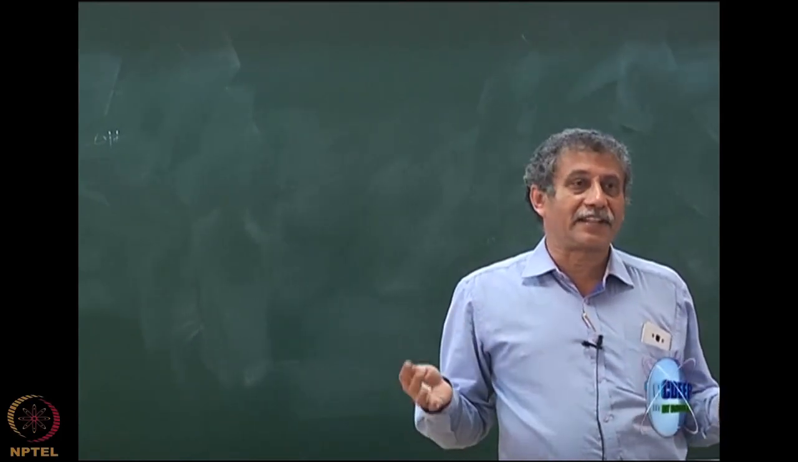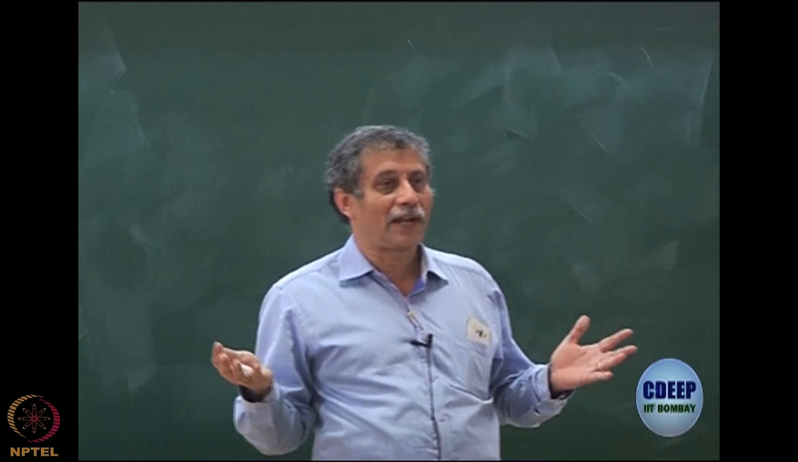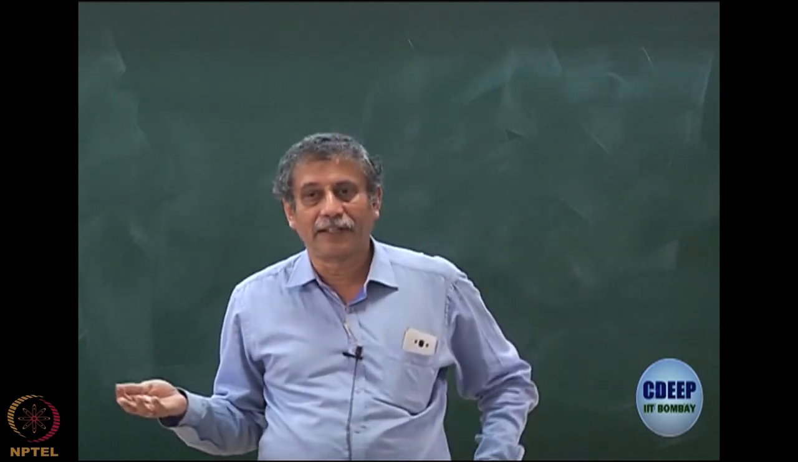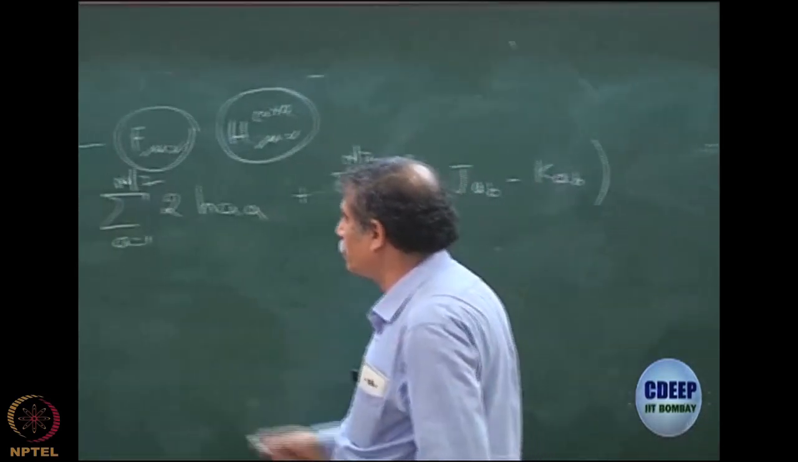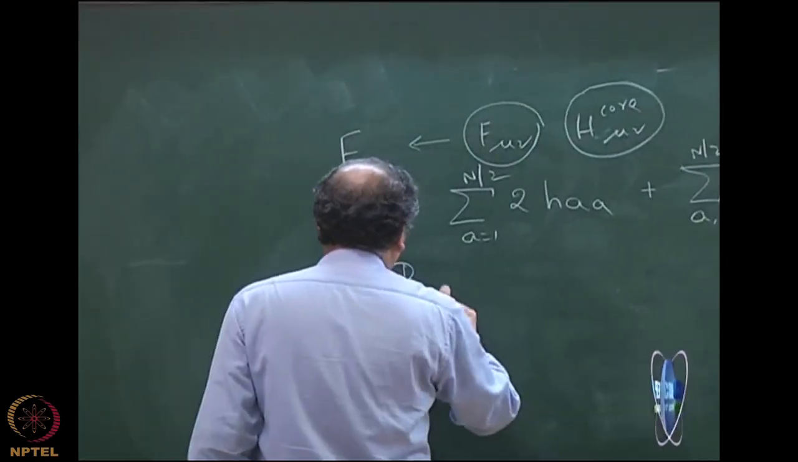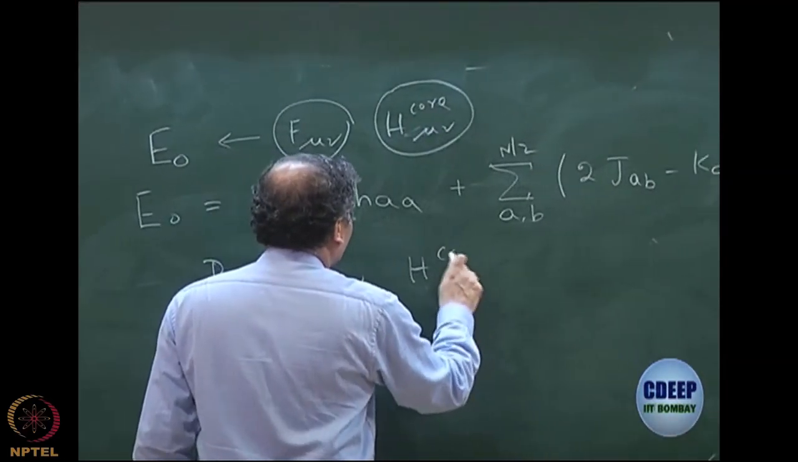We want to write the energy expression in terms of these quantities which are already available, just multiply. Remember, many of the things that are being done are done with an understanding that the computation would eventually become simplified. I can write in various forms, but I have to make the computation simplified. So, already certain things are done. We already have P mu nu, we already have F mu nu, and of course, we have H core mu nu.